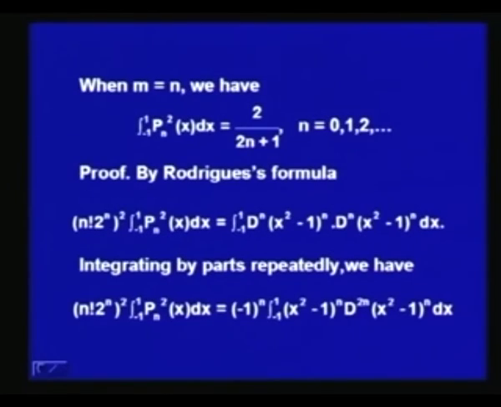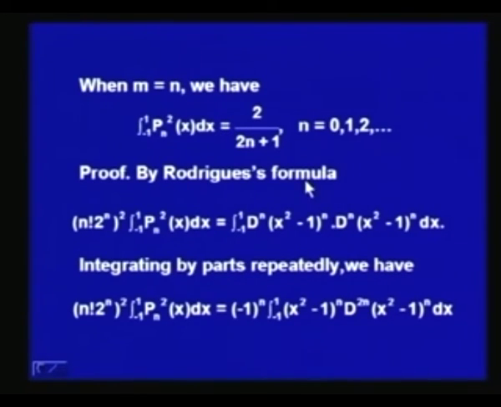However, when m is equal to n, we will not be able to divide by m minus n in the previous equation. Therefore, we will have to find its value separately. It turns out that when m is equal to n, the value of the integral from minus 1 to 1 of Pm Pn dx, that is the integral of Pn square x dx, is equal to 2 over 2n plus 1, where n takes values 0, 1, 2, 3 and so on. Let us derive this result.